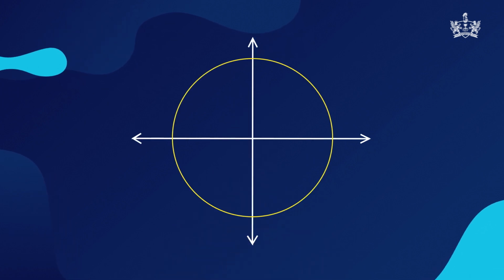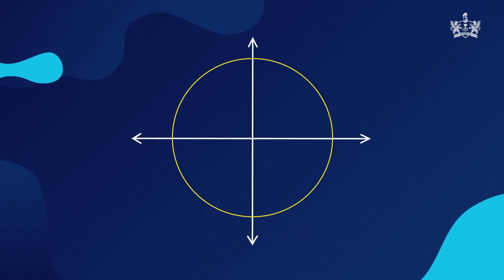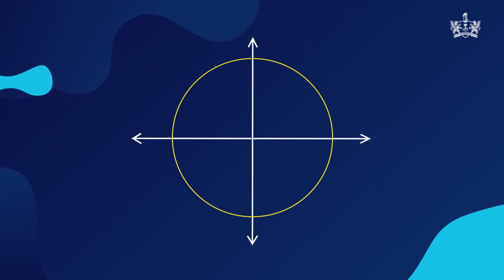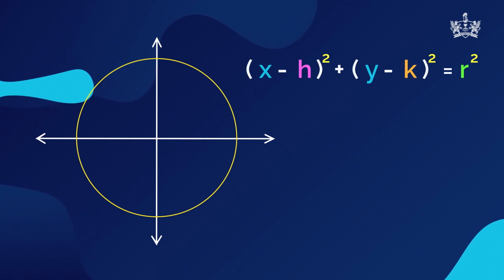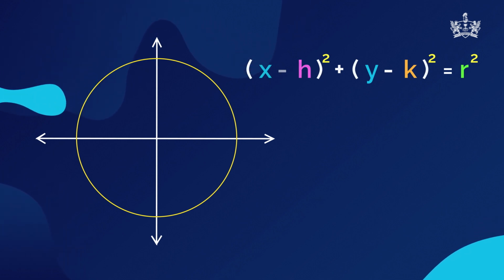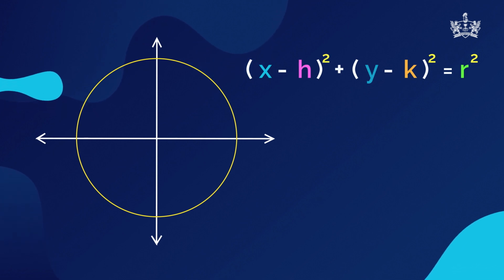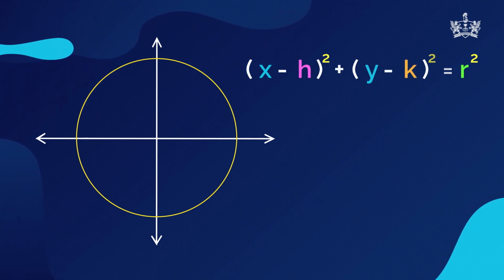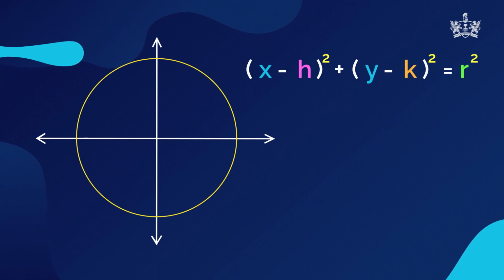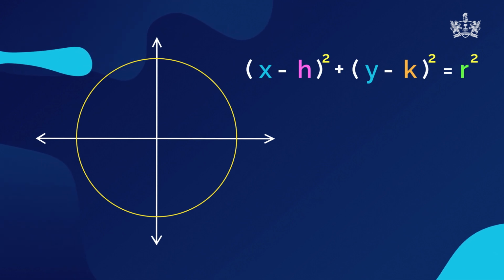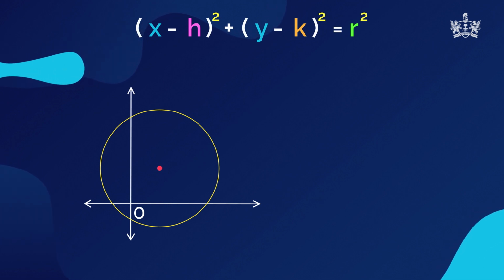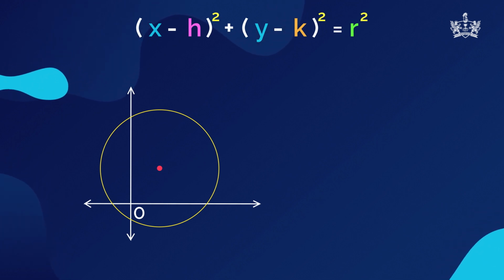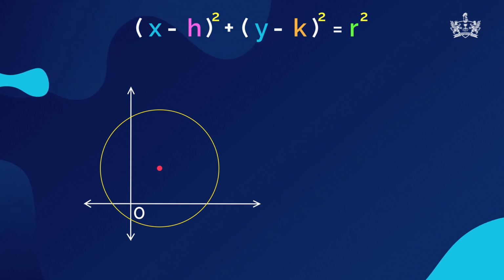So how do we mathematically express the shape of a circle on a graph? Well, just like expressing any other shape, we have to use a function or formula. This formula is (x − h)² + (y − k)² = r². Now, if this looks complicated, don't worry, I'll break it down for you. First, let's talk about what each variable represents, starting with the h and k.